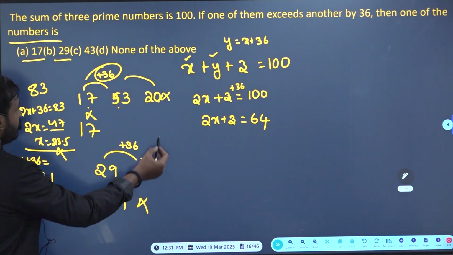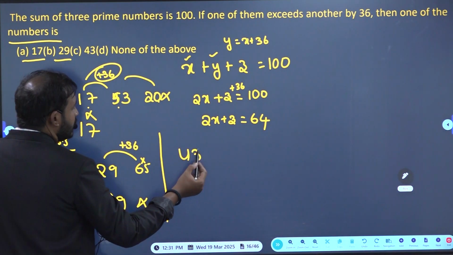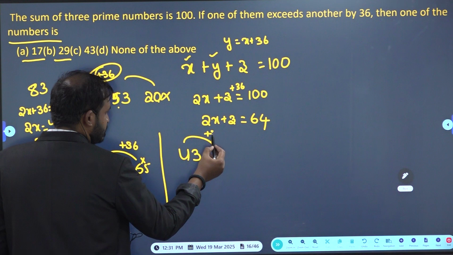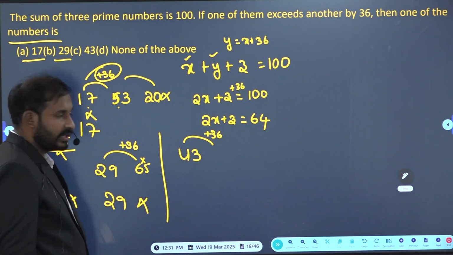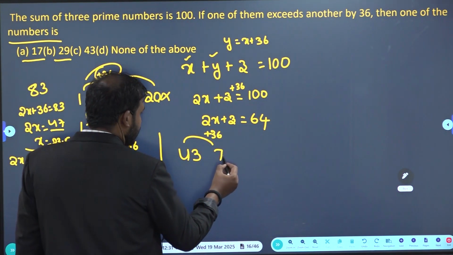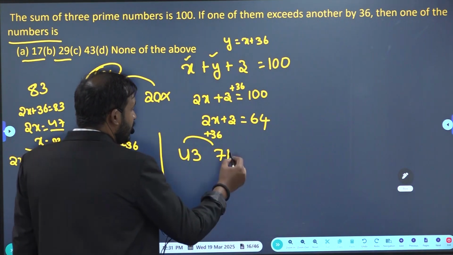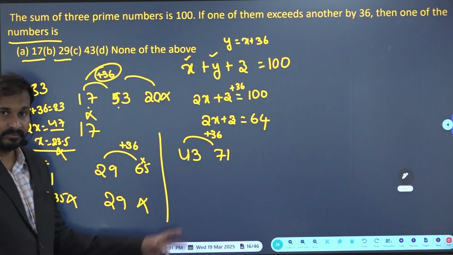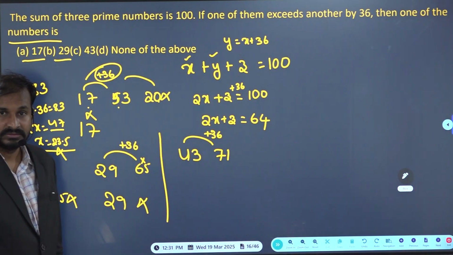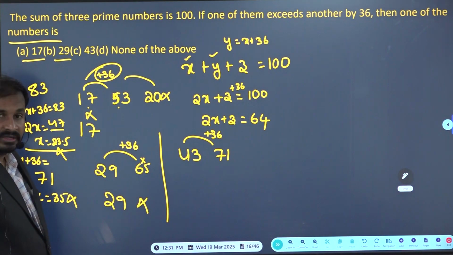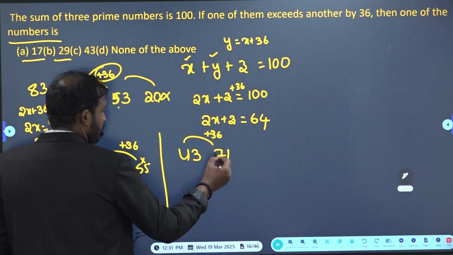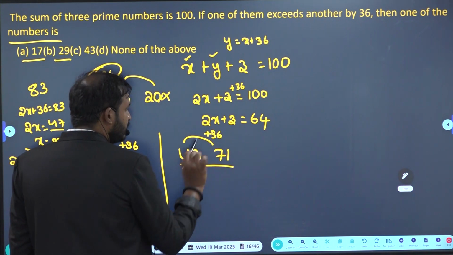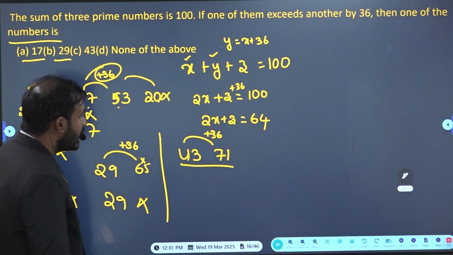Okay, the next option is 43. If I assume one number is 43 and it exceeds the other by 36, 43 plus 36 becomes 71. Yes, 71 is a prime number. And if the two numbers are 43 and 71, is it possible for us? No, definitely not. Why I am not considering these two is very simple. If I think of this as this one, what will happen to me?